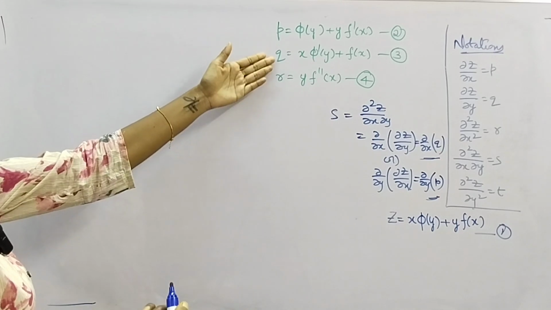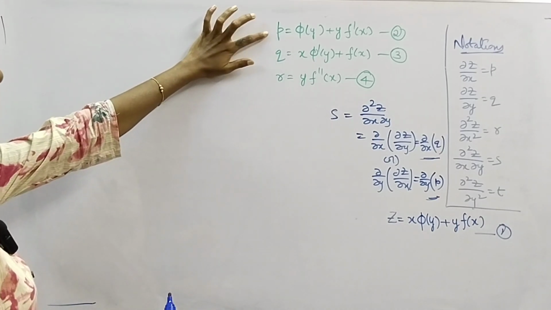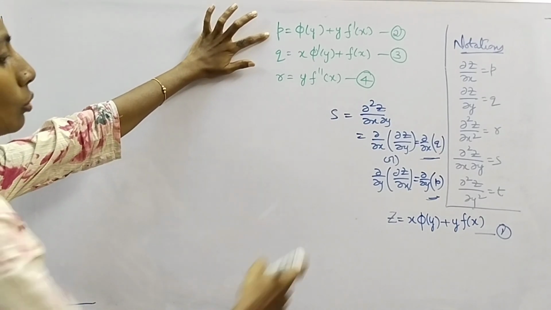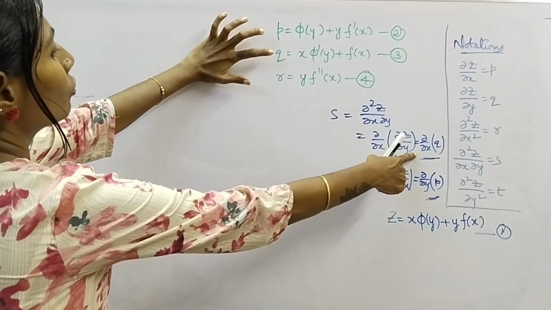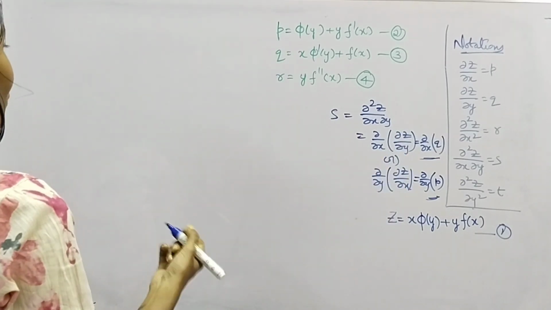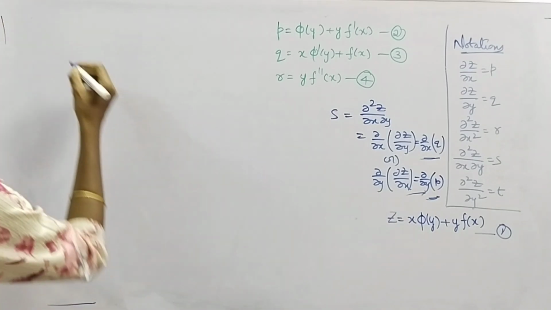Both are the same. You can either take p or q. If you want to get s from p, you need to go for this. If you want to find s from q, you need to go for this. That's it. Let me try for p.